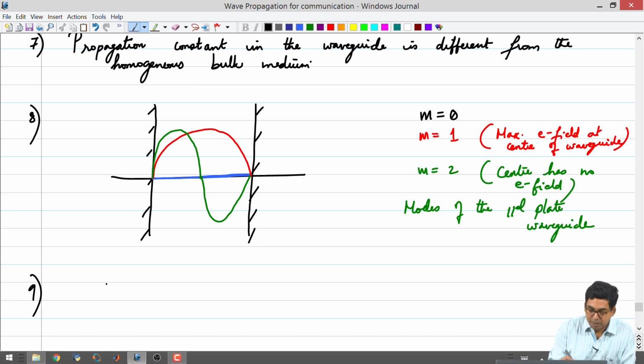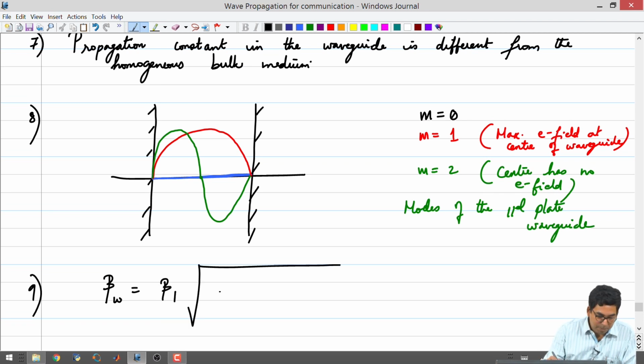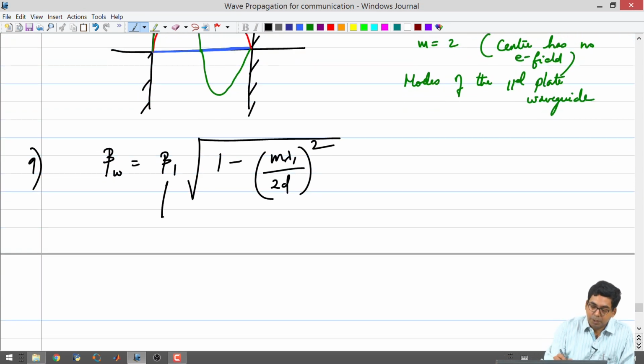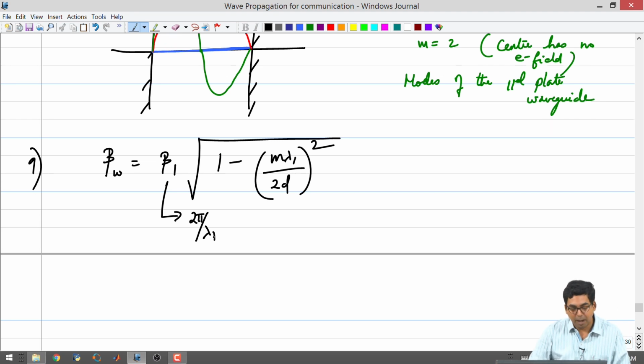So, now we have written beta w is beta 1 in that medium multiplied with square root of 1 minus (m lambda 1 by 2d) squared. You can say this beta 1 corresponds to the homogeneous medium as 2 pi by lambda 1. If you want to write it in terms of frequency, you can write this as 2 pi f1 by velocity in that medium. If you assume it to be vacuum, V1 will be replaced with c.